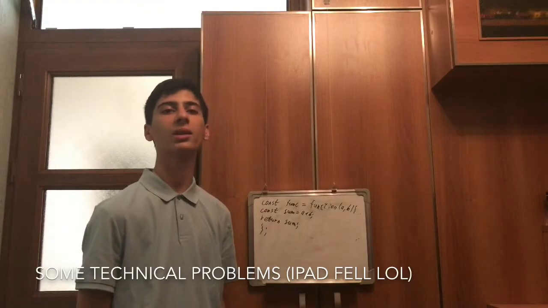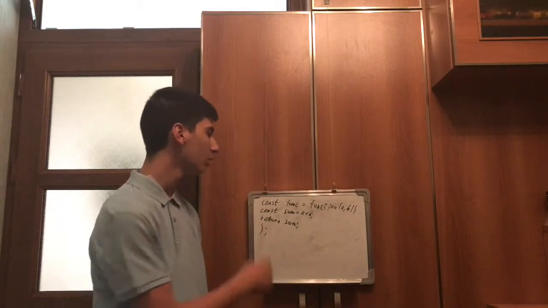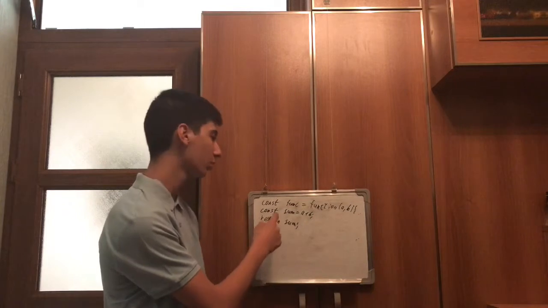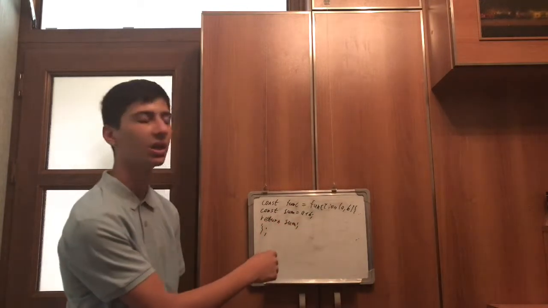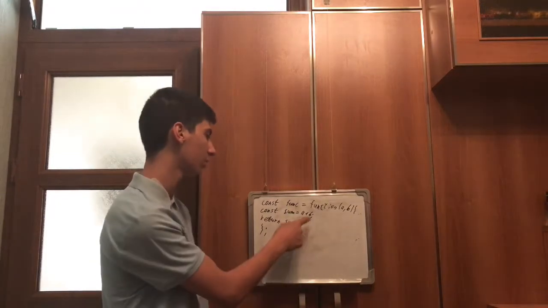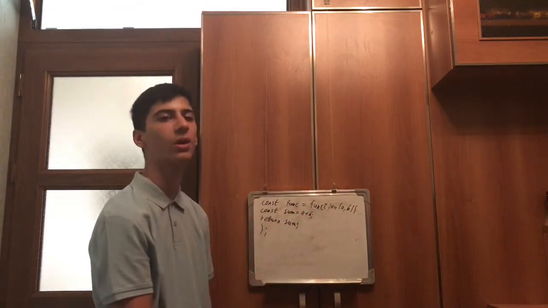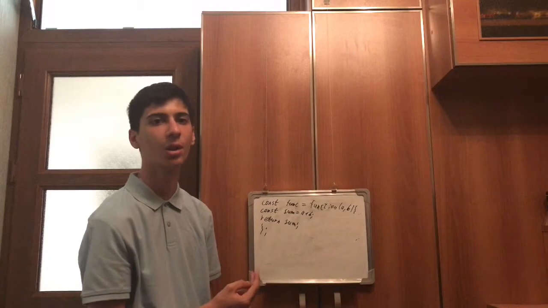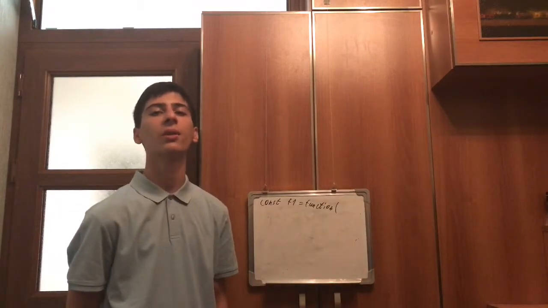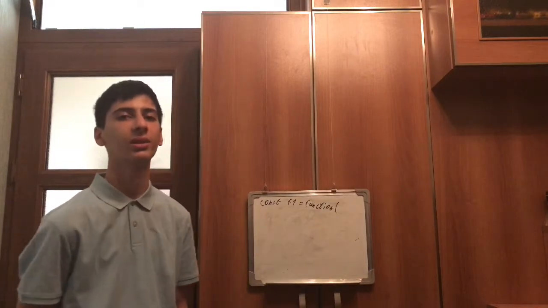We can also write the same function in this way. const func is equal to function(a, b), then const sum is a plus b, and return sum. We will get the same answer as without const. So if we call the function with two variables, we will get the same answer. Okay, now I will give a bit more complicated example.